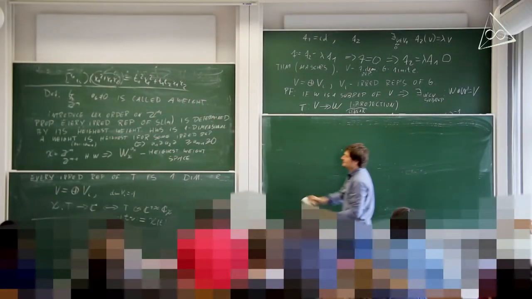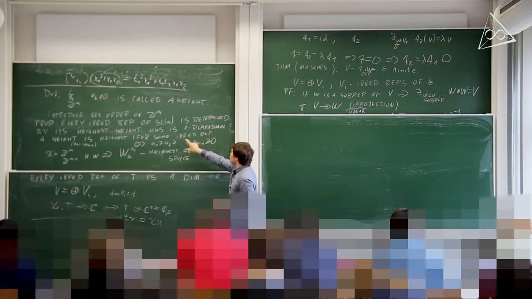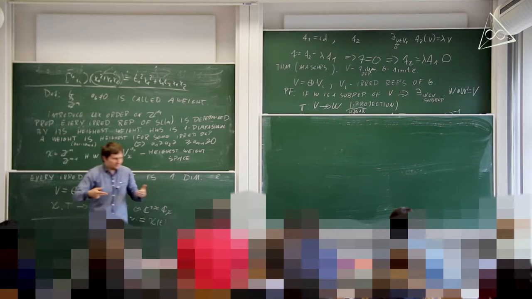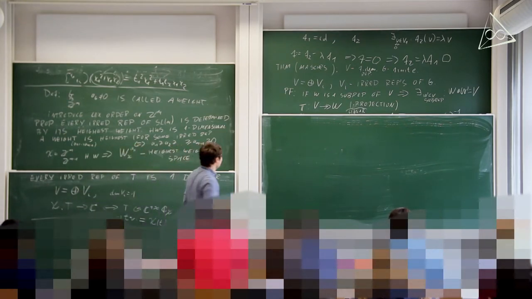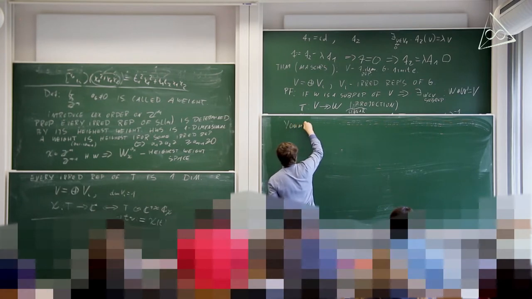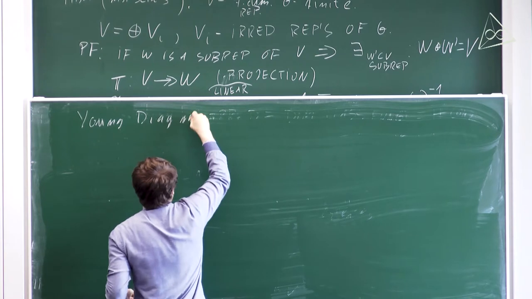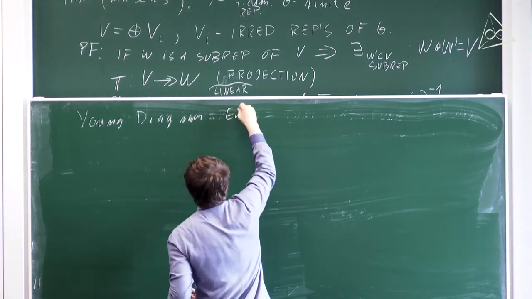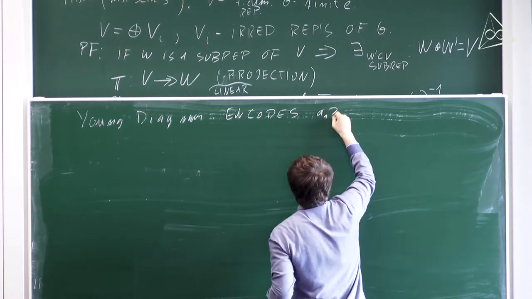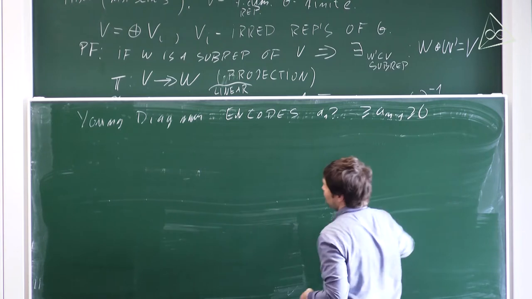Such sequences of integers that are not increasing can be encoded in a very nice combinatorial way by Young diagrams. So a Young diagram encodes a1 greater or equal than ... a(n-1) greater or equal to 0.